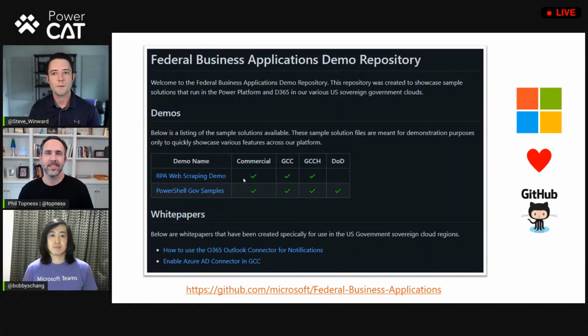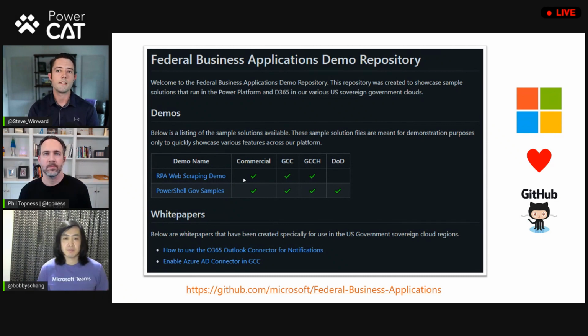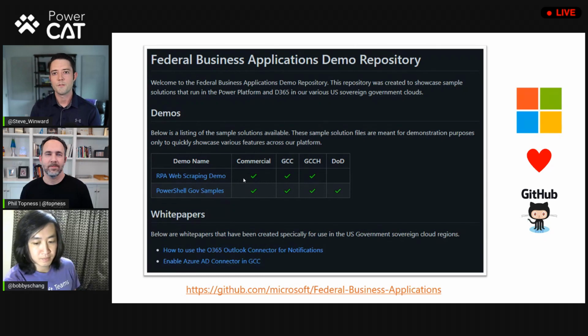The first thing we wanted to share is a new GitHub repository for the Federal Business Applications team. We're really proud of this because Microsoft is very passionate about GitHub and open source. Now we have a way to showcase solutions and features that work in our government clouds. You can see we've got a couple to start, and we're going to grow this over time. We're showcasing which ones work in commercial, GCC, GCC-High, and DoD. Then Bobby is going to showcase some of the new features coming online.